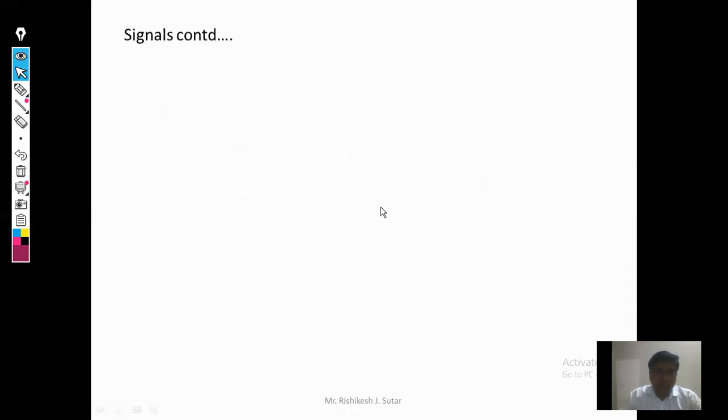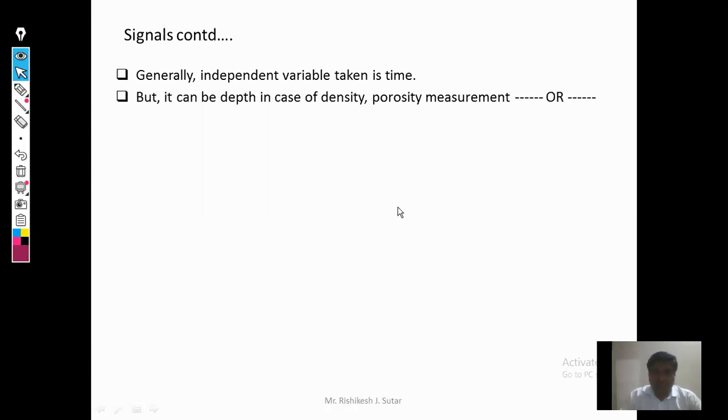Generally, the independent variable which we consider for a particular signal is time. But the independent variable could be density, porosity, altitude, temperature, it could be anything. But for signals and systems, we will consider the independent variable as time.